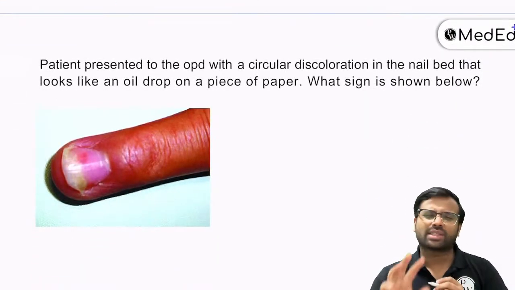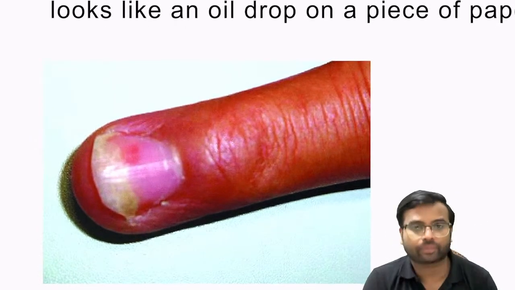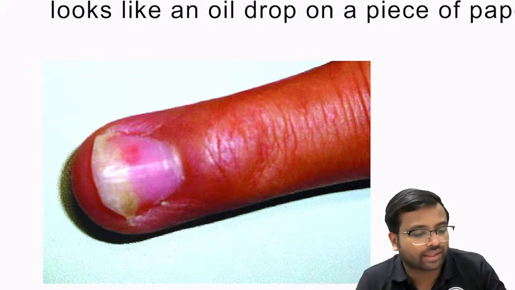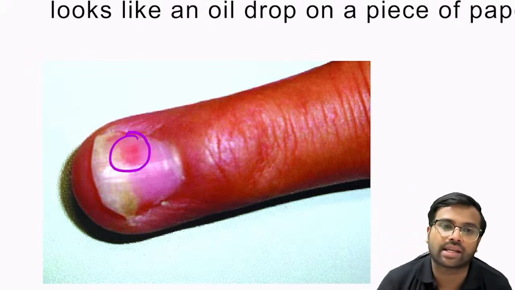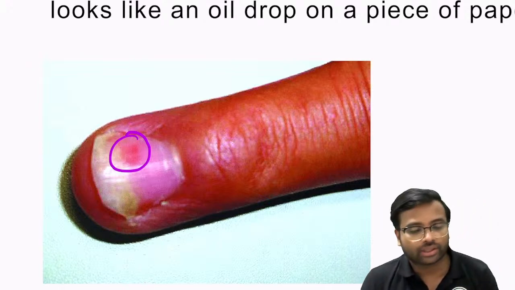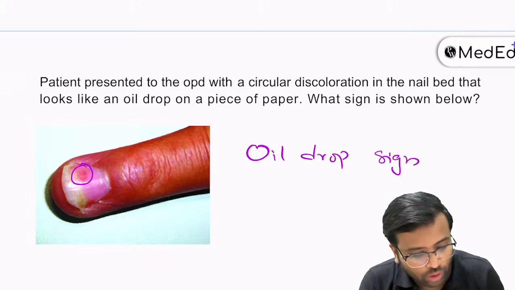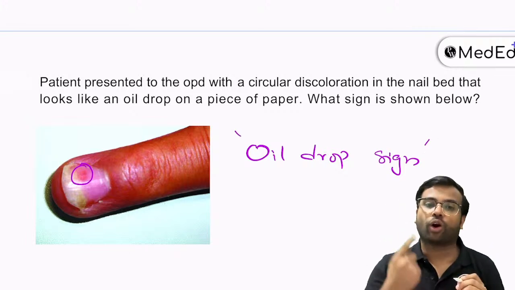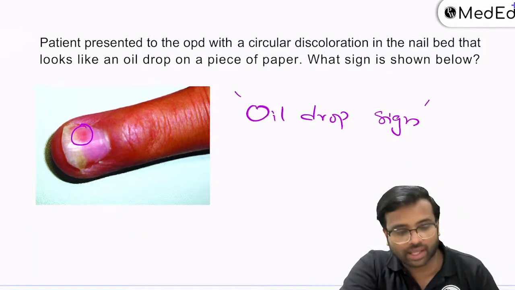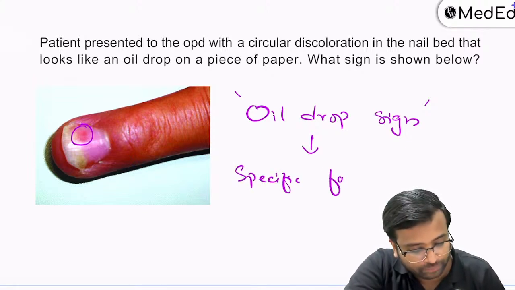So let us learn about some of the signs over the nails as well. Okay, if you see something like this, what is the finding that you have in this image? So in this image, you can see that there is a lesion, something like this, an oil drop like lesion over a piece of paper, isn't it? So this one is called as oil drop sign. When you see this kind of a lesion over the nails, then what is this most likely to be? This oil drop sign is very specific for psoriasis.